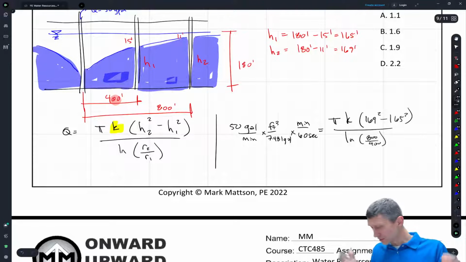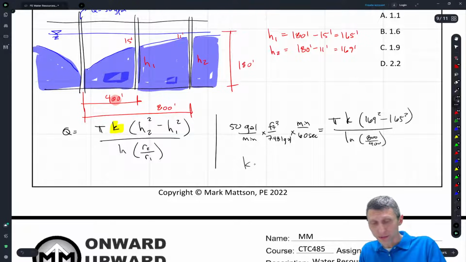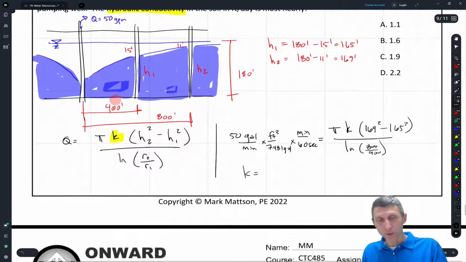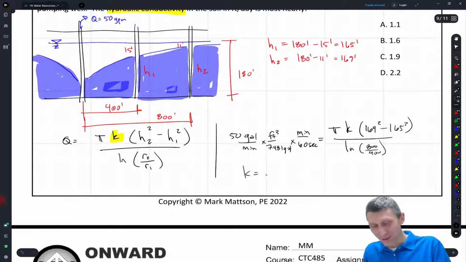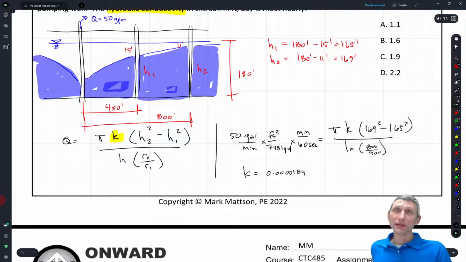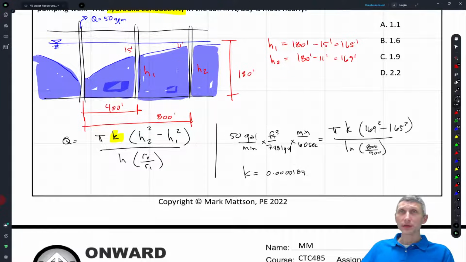Okay, so you solve all that, and hopefully you get a value that makes sense. When you solve all that, we get a value that looks nothing like our values up above, right? We get a value that says k equals 0.0001824. And you wonder, what did I screw up? Hopefully I didn't miss a square this time in the calculator.